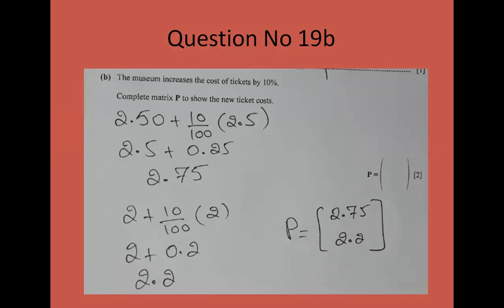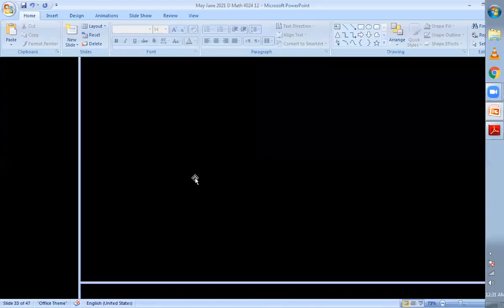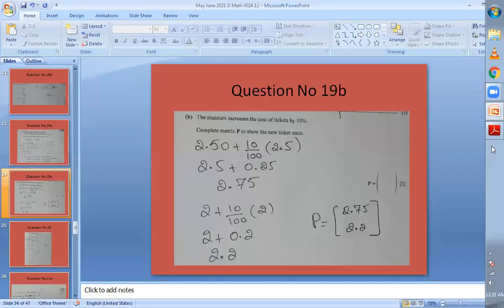In the same way, the child ticket is $2. So there will be a 10% increase. So 2 plus 10 by 100 of 2. This will become 20 divided by 100, and that will be 0.2. So 2 plus 0.2 will be 2.2. So the new prices after a 10% increase will be 2.75 for the adult and 2.2 for the children, or for the kids. So this is how you do question number 19 and its B part.